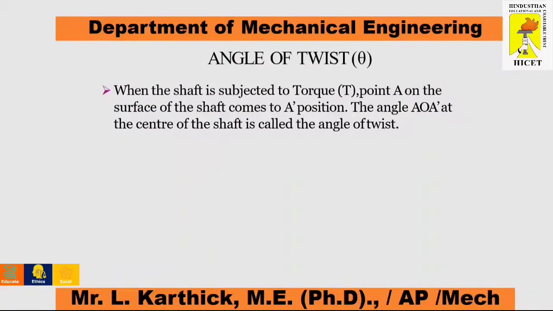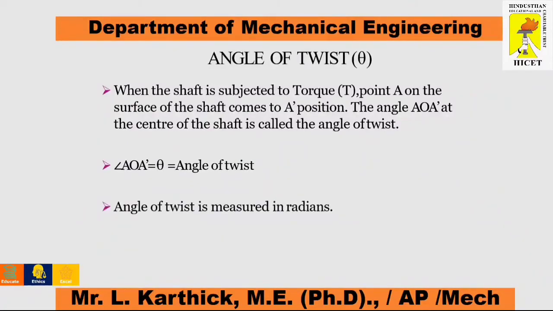When the shaft is subjected to torque, a point A on the surface of the shaft comes to A dash position. The angle A dash at the center of the shaft is called the angle of twist. So the angle A dash equal to theta is called the angle of twist. The angle of twist is generally measured in radians.